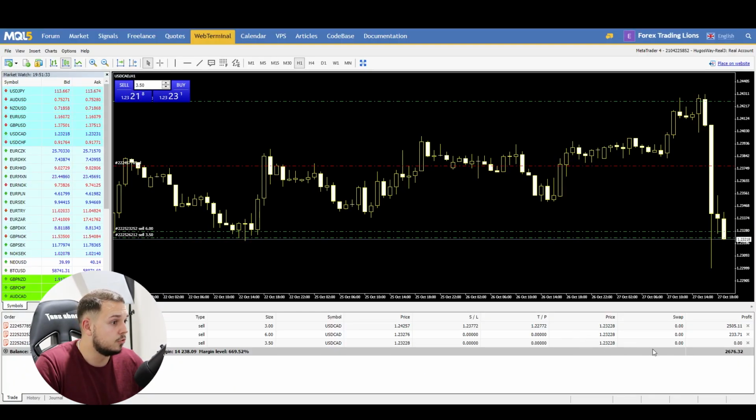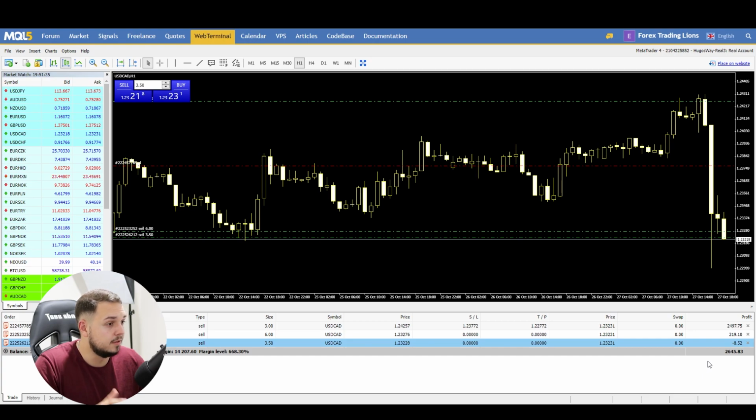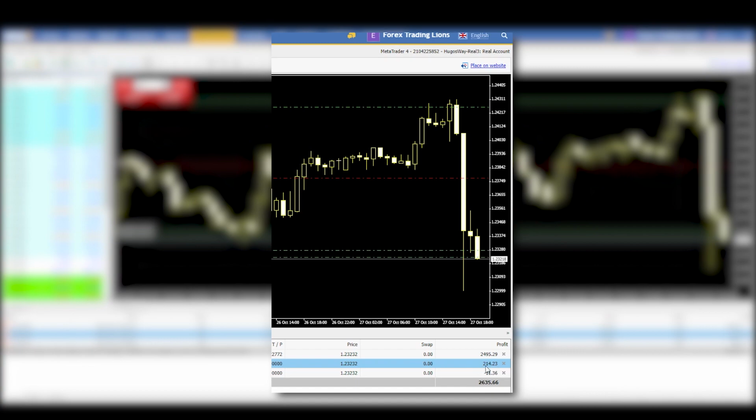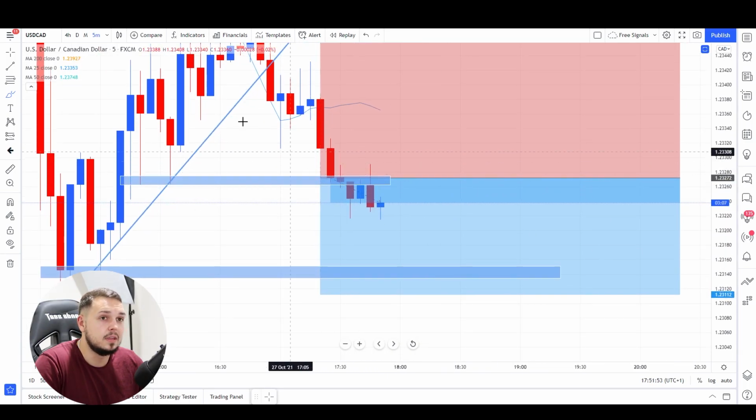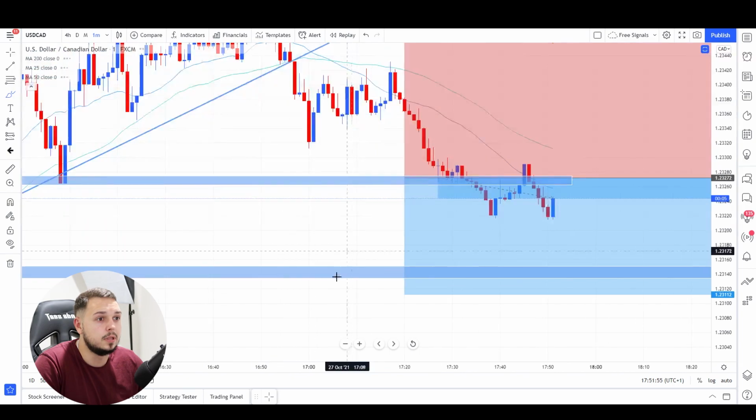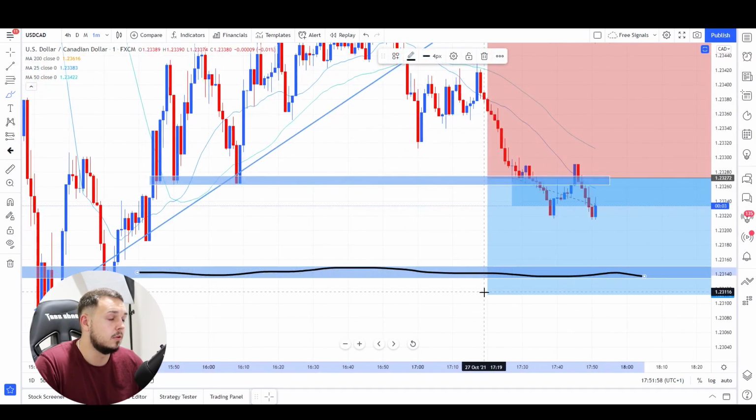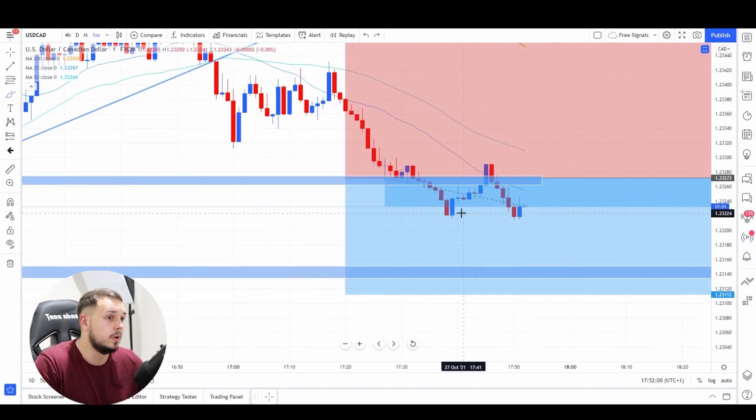Let's have a look at our MetaTrader. Already 000, so the spread difference was covered. $214 this trade, nearly $2,500 over here, pulling back now a little bit, but let's see how this trade develops. I do believe it's going to retest this area zone over here, so I'm not too worried.